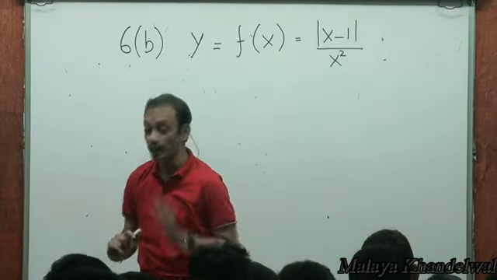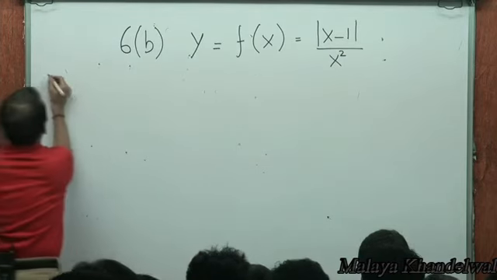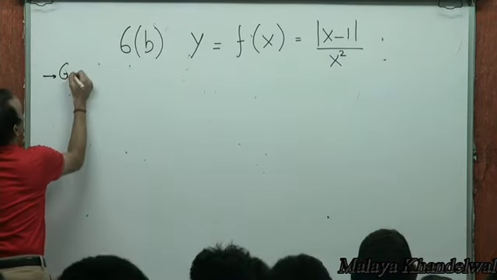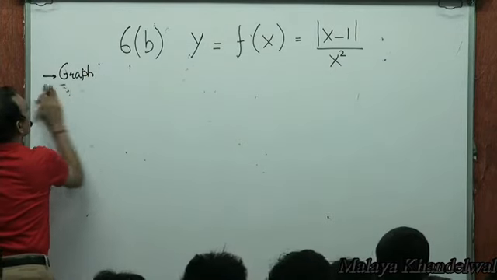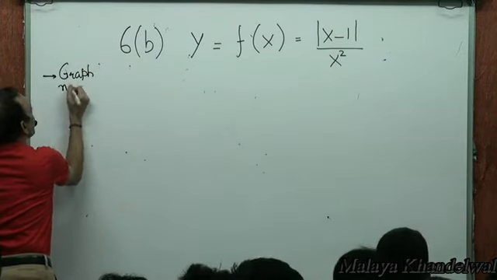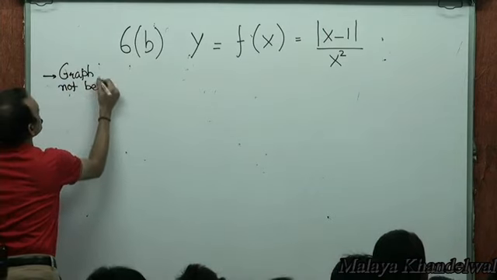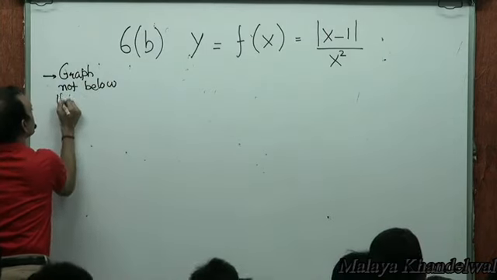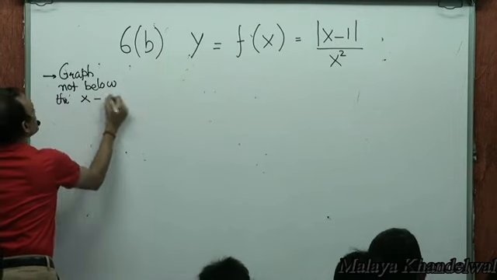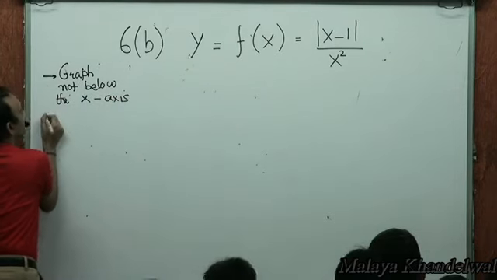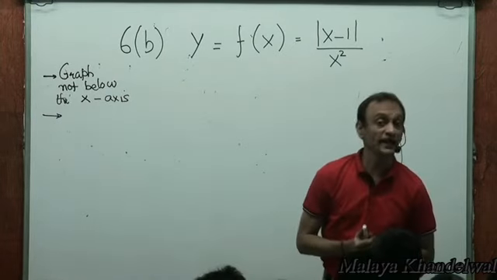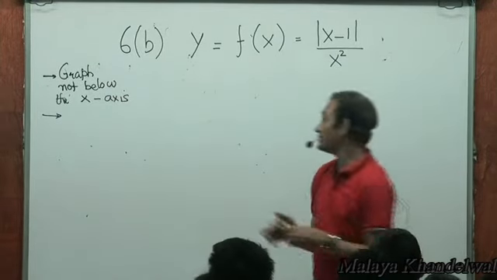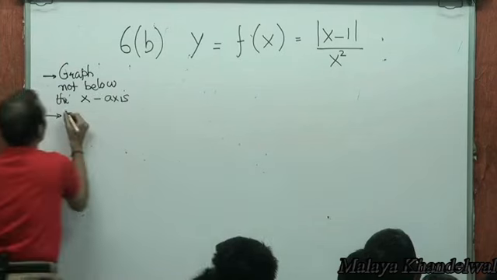That's guaranteed, right? So one, graph not below the x-axis. That's certain, right? Two, it has only one root, x equal to 1. Right? Only one root, x equal to 1.